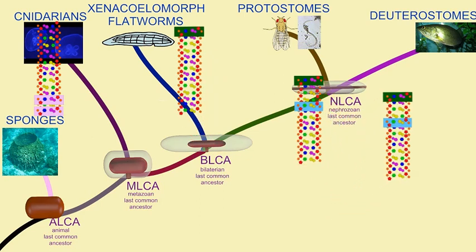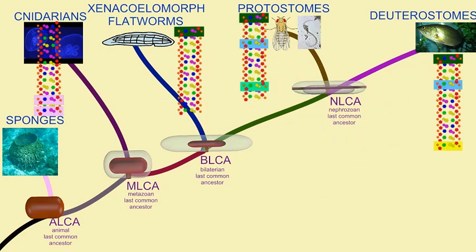And then after the split between protostomes and deuterostomes, additional changes would be specific to the deuterostome lineage and specific to the protostome lineage. But one could measure relationships between these groups based on which changes they shared and the number of changes which had accumulated between them.